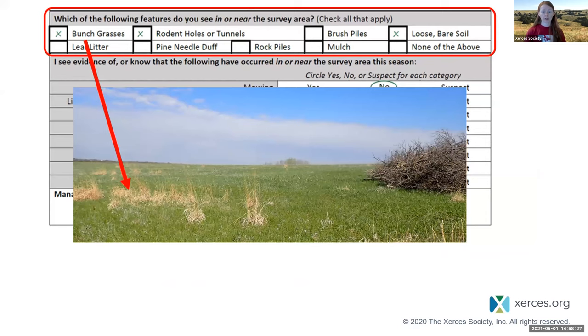And then you're going to look around for nest features. So these boxes are things that we associate with bumblebee nests. So you're going to look around and see if you see bunch grasses, if you see brush piles, if you see mulch or spots of loose bare soil. And make sure you're looking all around your survey area, right? If you had a whole football size field, make sure that you're assessing everything there.